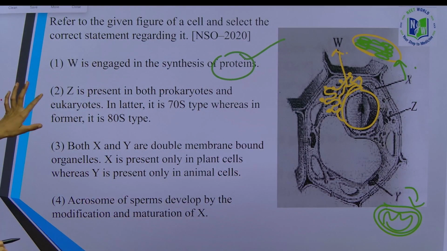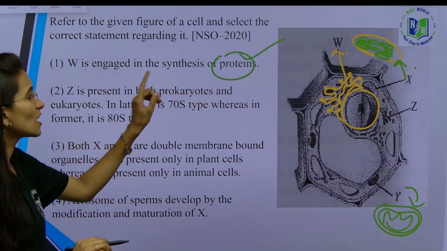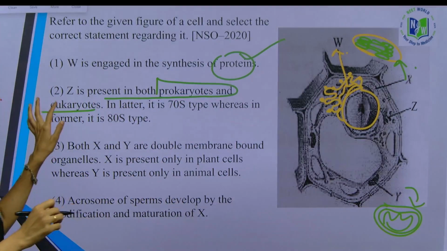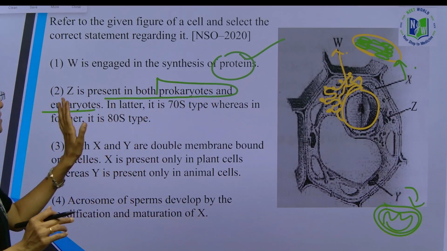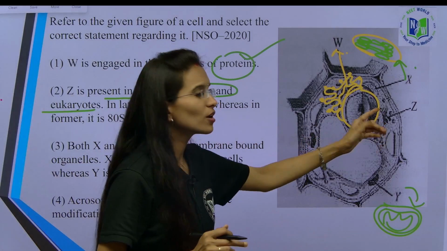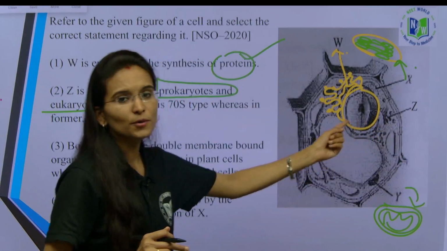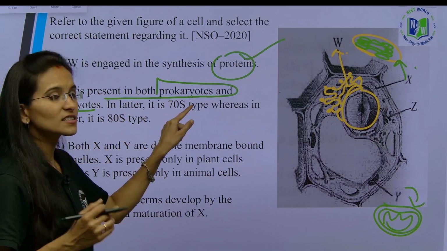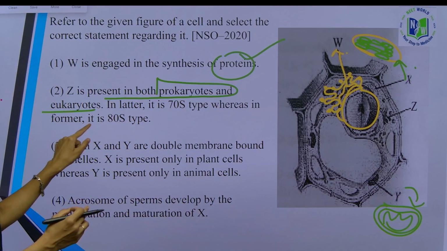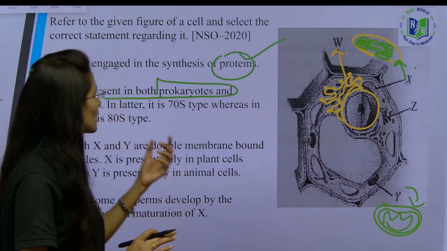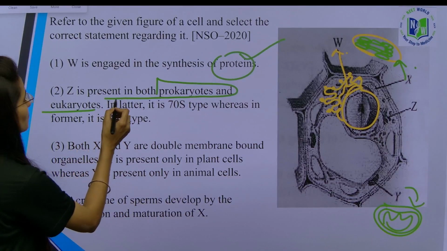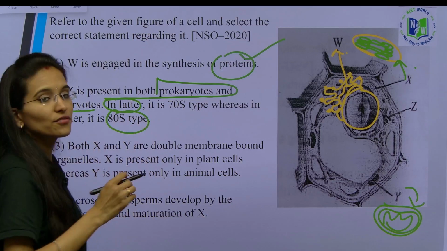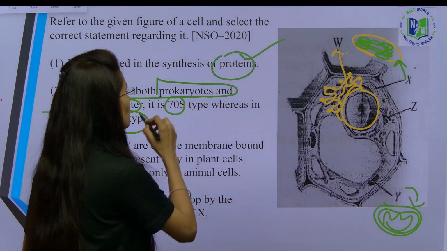So, coming towards the second option, Z is present in both prokaryotes and eukaryotes. Please try to understand this particular statement. Yes, Z is present in both prokaryotes and eukaryotes. See, Z is Golgi bodies. Okay. So, this is actually the irrelevant option. In latter it is 70S type, whereas in former it is of 80S type. So, in the eukaryotes it is 80S type of ribosomes, in the prokaryotes it is 70S type of ribosomes.